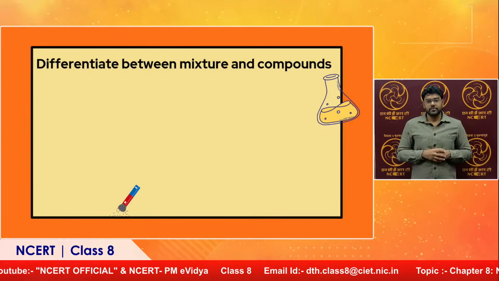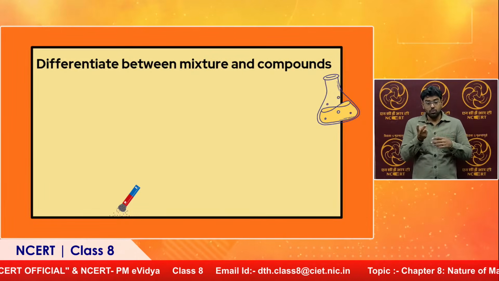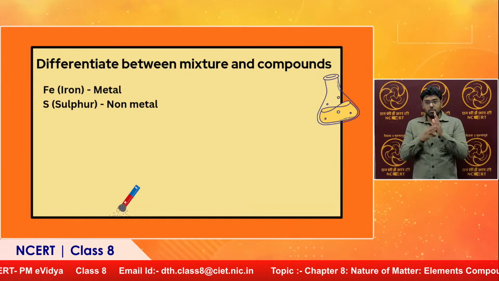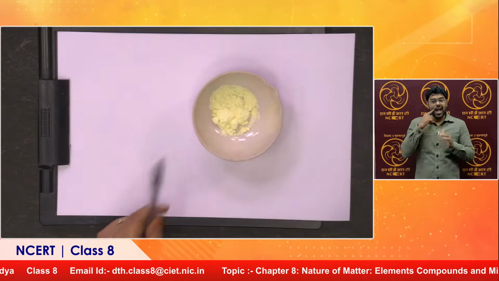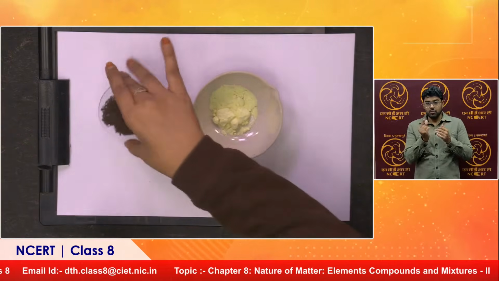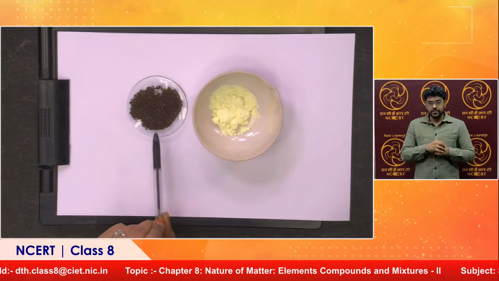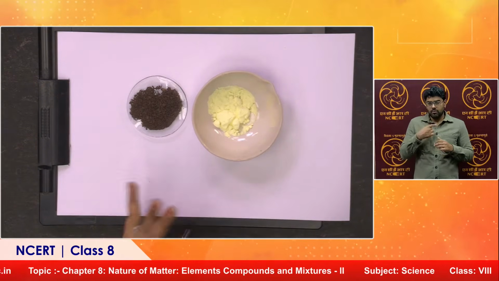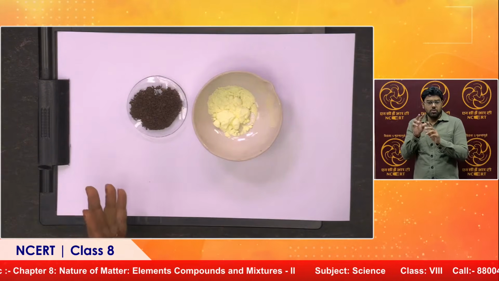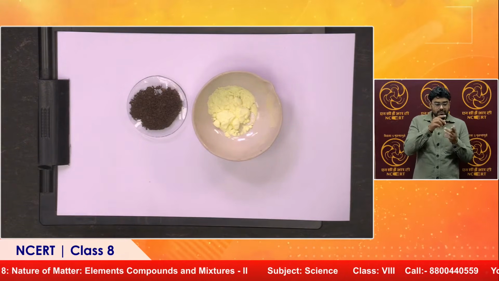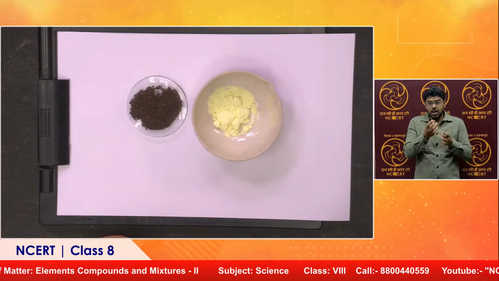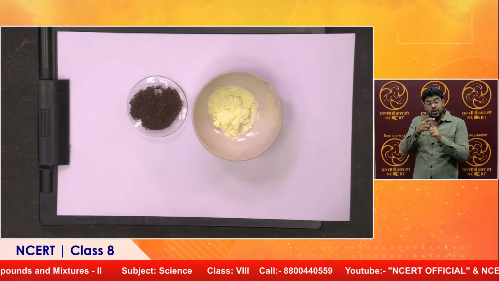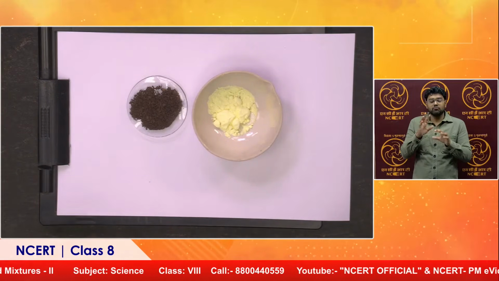There is an activity given on how we differentiate between mixtures and compounds. What we'll take is iron and sulfur. I had shown it to you earlier also. This is sulfur powder and this is iron filings. Now this is a metal and this is a non-metal. We know the general properties of metals and non-metals. Metals are ductile and malleable in nature, and are good conductors of heat and electricity. Non-metals are non-malleable, non-ductile, and are bad conductors of heat and electricity. These are the general physical properties.